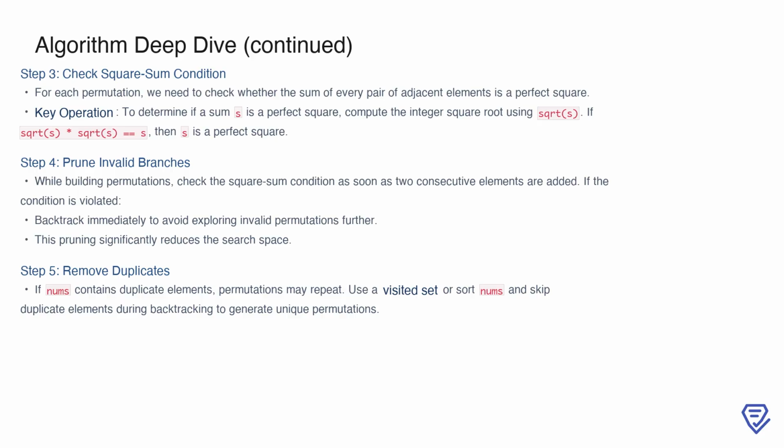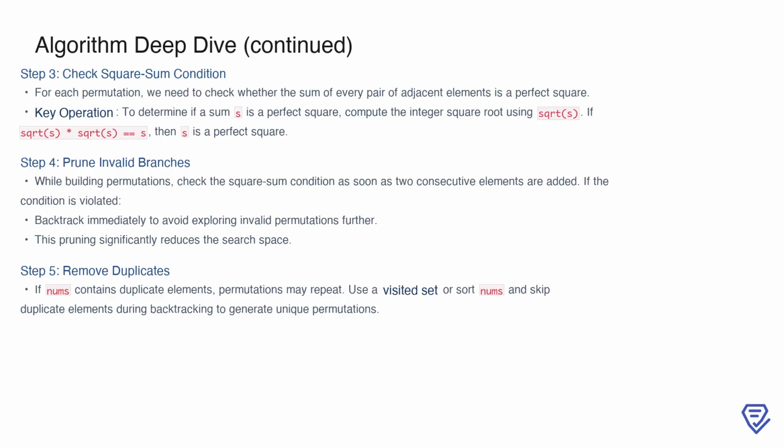This involves checking whether the sum of every pair of adjacent elements is a perfect square. To efficiently verify if a number s is a perfect square, we compute its integer square root using sqrt(s), and check if the square of that value equals s. Additionally, as we build permutations, we can avoid wasting time on invalid ones by checking this condition incrementally. For example, if adding two consecutive elements violates the square-sum condition, we immediately backtrack, pruning that branch of the search. This early pruning drastically reduces the number of permutations we need to explore.